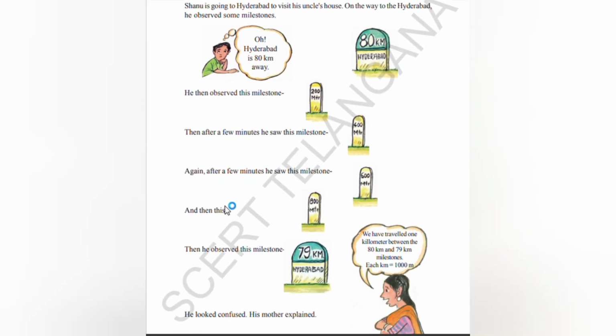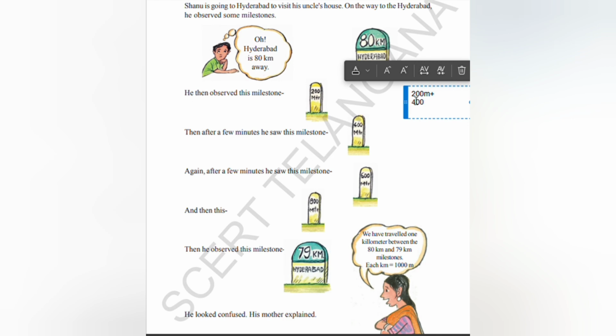So what did his mother tell him? His mother told that by adding these, see here, what are the distances given here? We can add 200 meter, after that 400, then 600, 800.